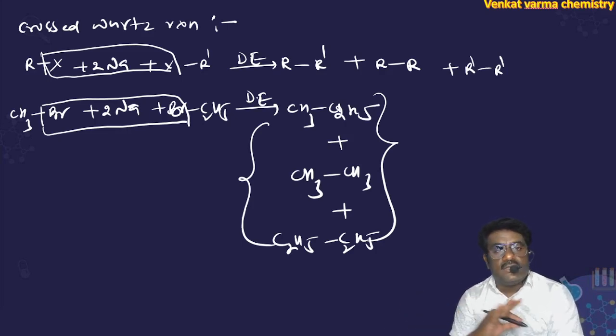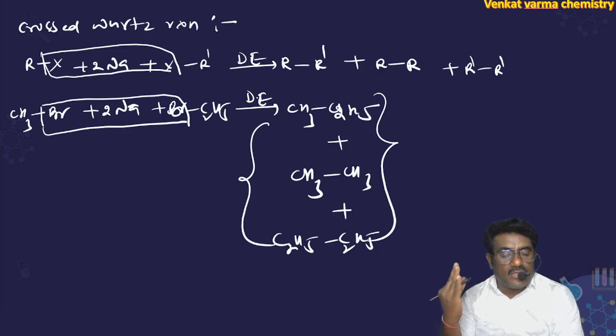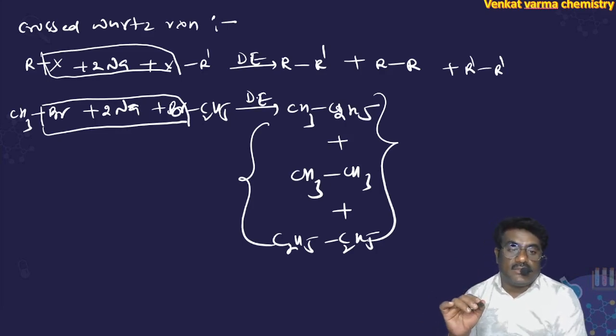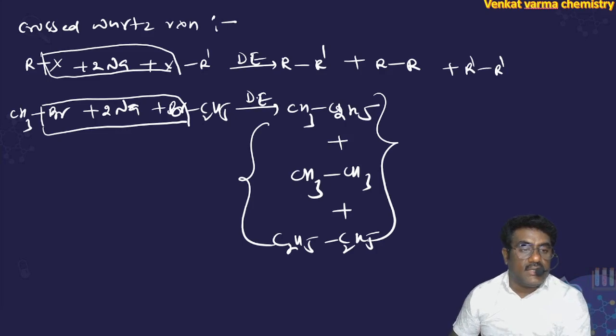So that's why it is not the best method for the preparation of alkenes in the crossed Wurtz reaction. Let's take one more example for this.